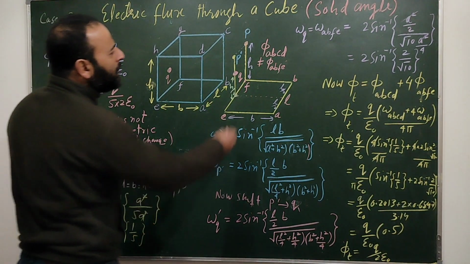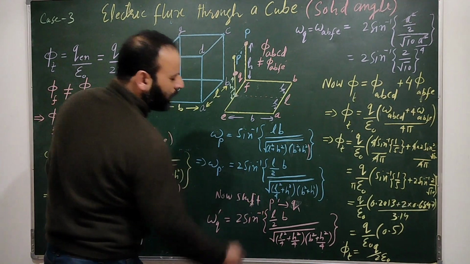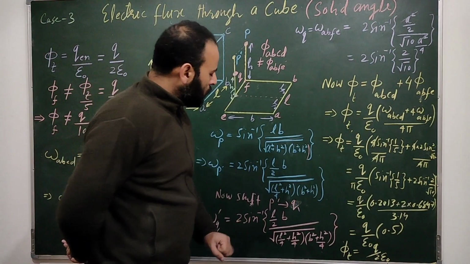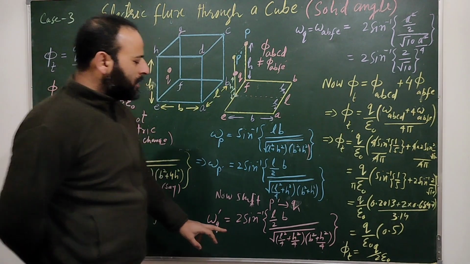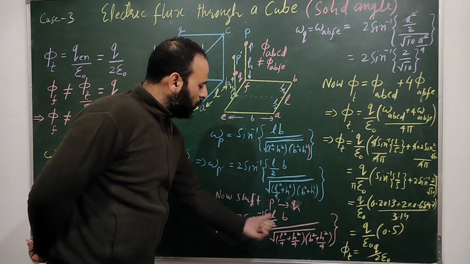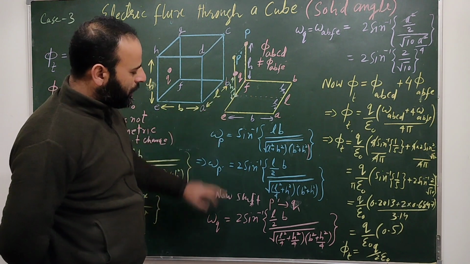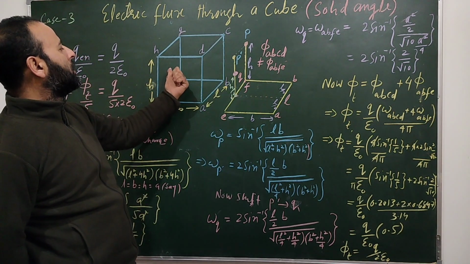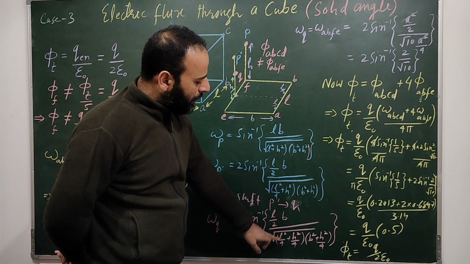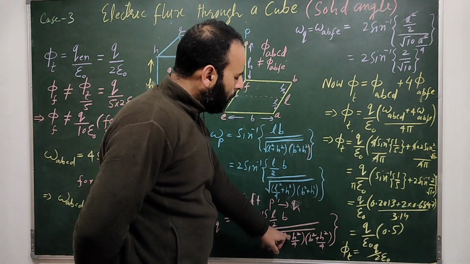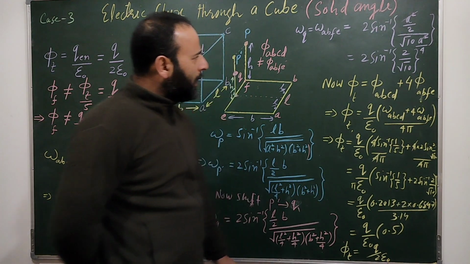Now, if I again shift this point P to point Q where the charge actually lies, what I have to do is, P shifts to Q, so that means now H is reducing to H by 2. So instead of using H in this, I will use H by 2. So the solid angle subtended at point Q, that is where the charge lies, which is actually the face center here, is 2 sine inverse of L by 2B, divided by under root of L square by 4 plus H square by 4, times B square plus H square by 4, right?